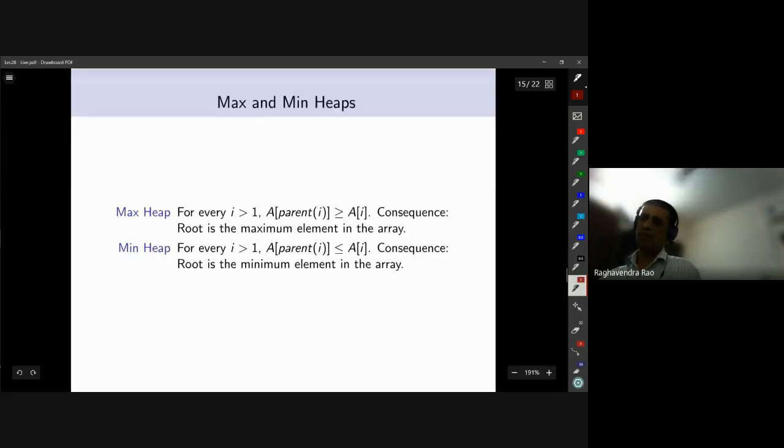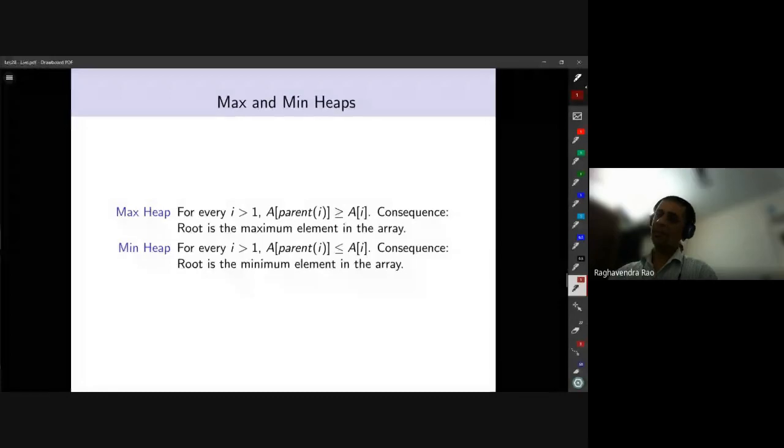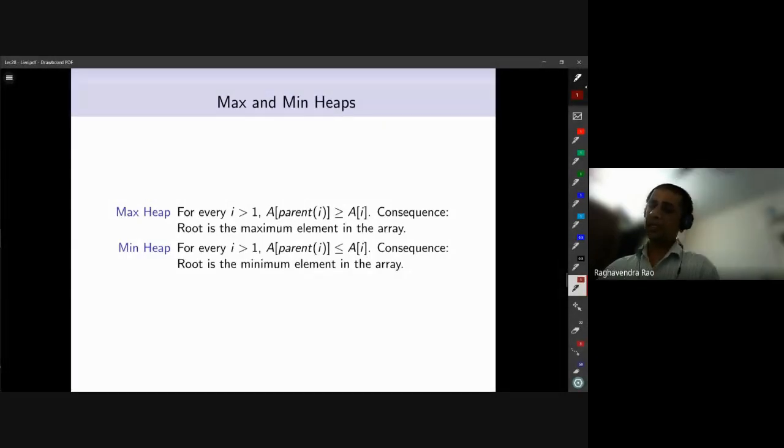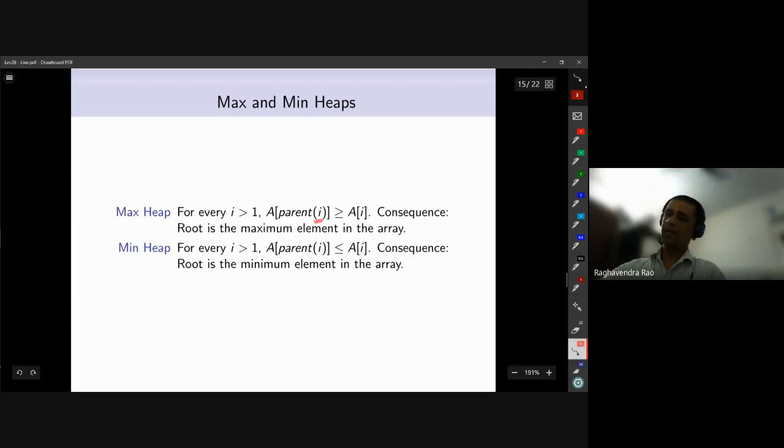Now heaps become interesting when you impose certain ordering conditions on the elements. A max heap is one where the key at the parent is greater than or equal to any of its children, that is, A of parent of i is greater than or equal to A of i. A min heap is the other way around: A of parent of i is smaller than its children. These are the interesting cases of heaps when you impose an order restriction.